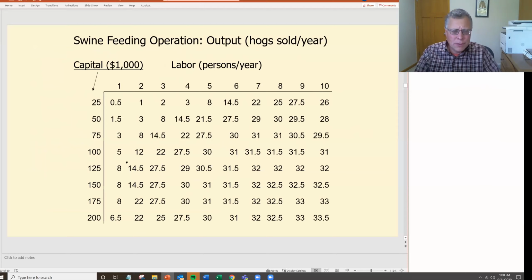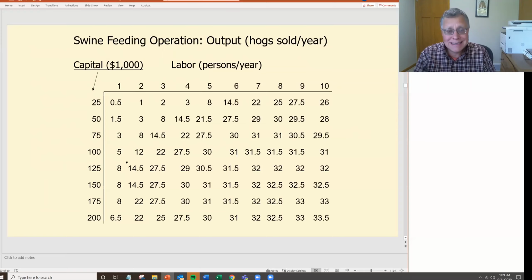So here's another way to think of it. This example is kind of hokey, with a swine feeding operation. You've got capital in thousands down the side there in the rows, and then the number of people you hire per year and how many hogs you would grow. So let's say the first one, you've got a small building, only $25,000 worth of a building, and you've got one person working for you. Well, you can grow 500 hogs. You can get through the smaller building. The person's busy doing a lot of work.